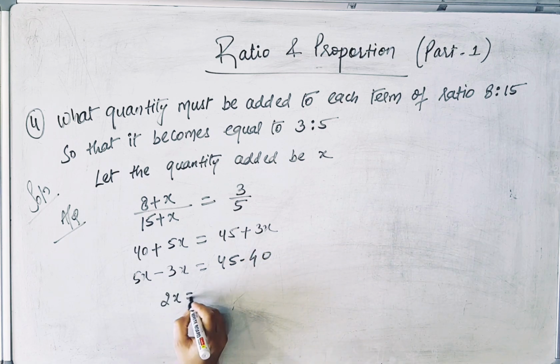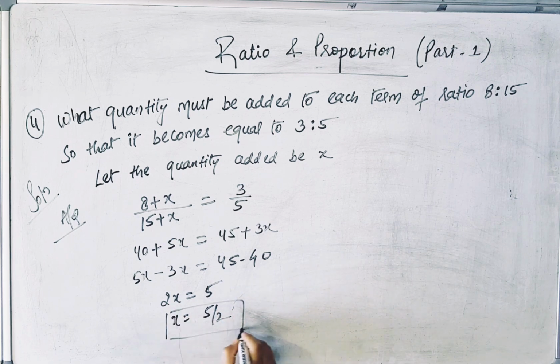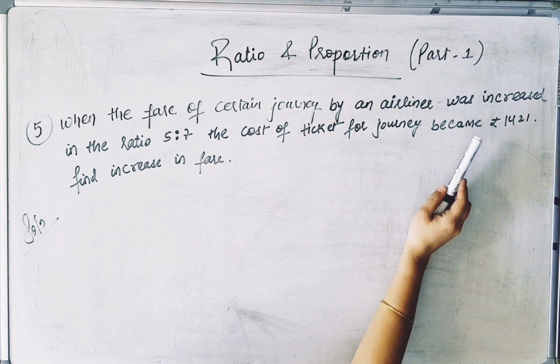Thus 2x is equal to 5, so x will be 5/2. So 5/2 is the number which should be added to each term of the ratio so that the ratio becomes 3/5.